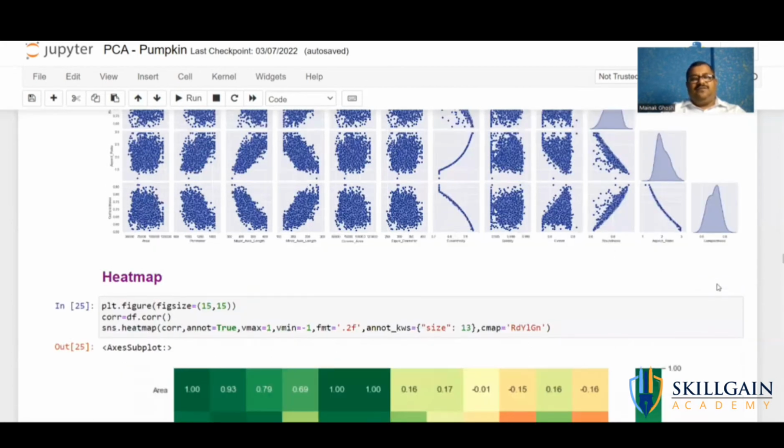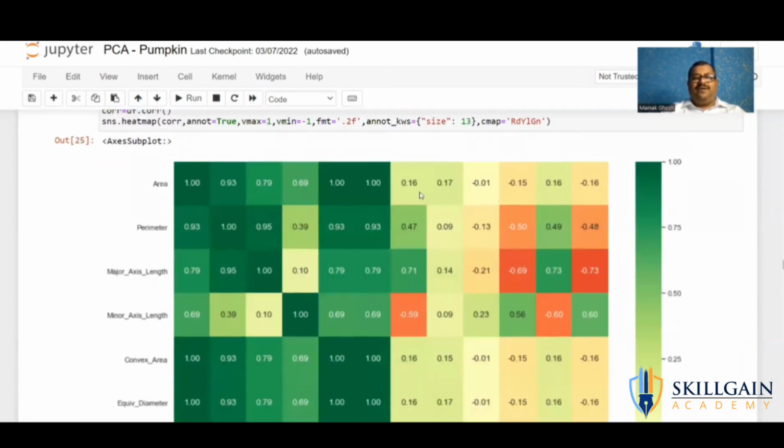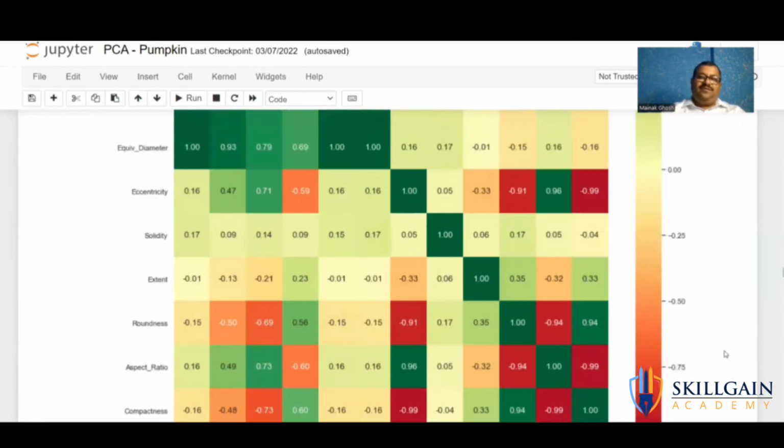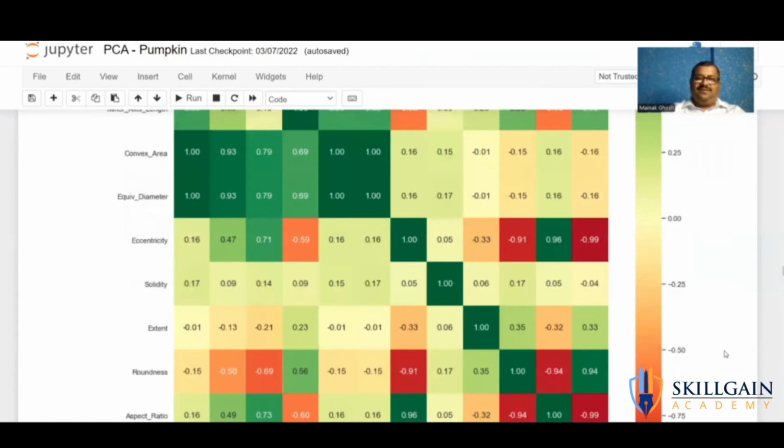This can be seen through the heat map. Here we will get the values. Every cell will give you the corresponding values, perimeter with this axis, then major axis with axis. All of them will be there. Near to 1 means they are positively correlated. Near to -1 means negatively correlated. And we have put a color band also, so it can easily be visible.